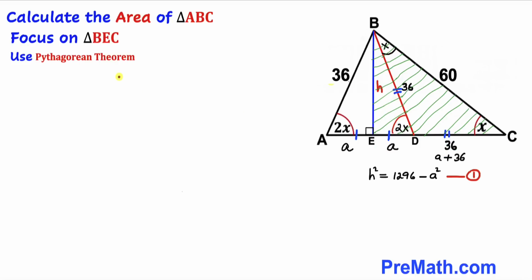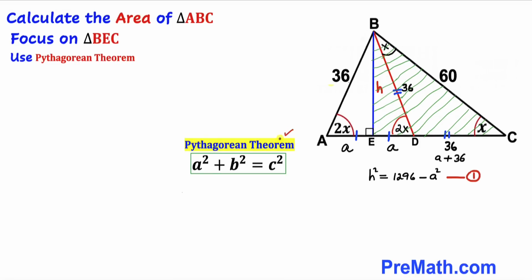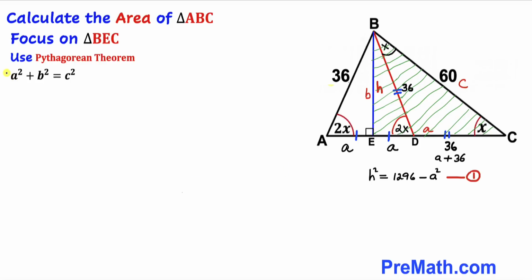So therefore we are going to use the Pythagorean theorem. And here's our Pythagorean theorem once again: a square plus b square equal to c square. Let me call this whole side, this one A, this one B, and this longest leg as C. Let's go ahead and fill in the blanks in this Pythagorean formula.